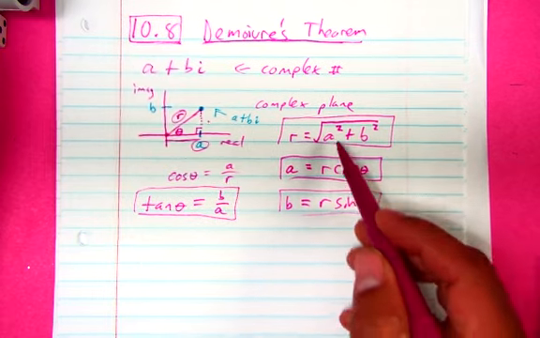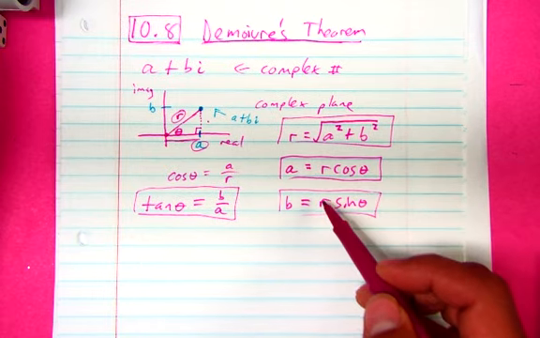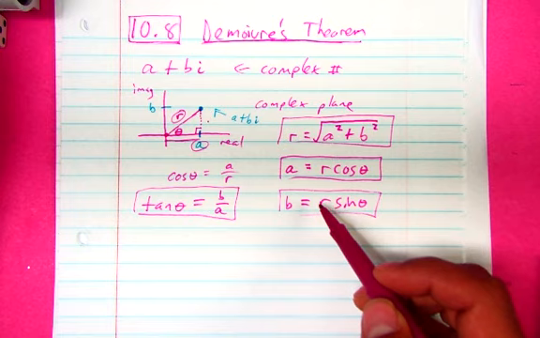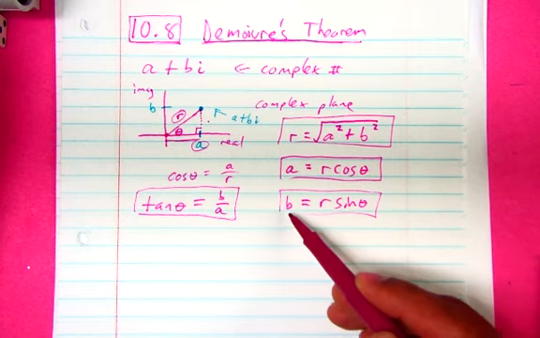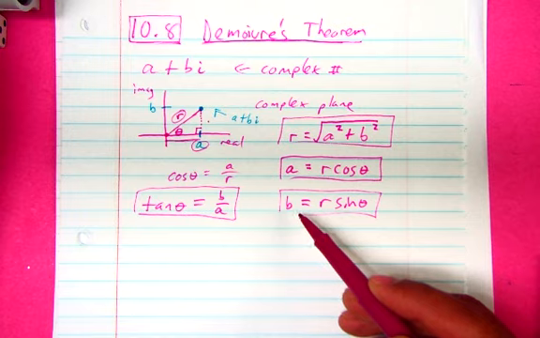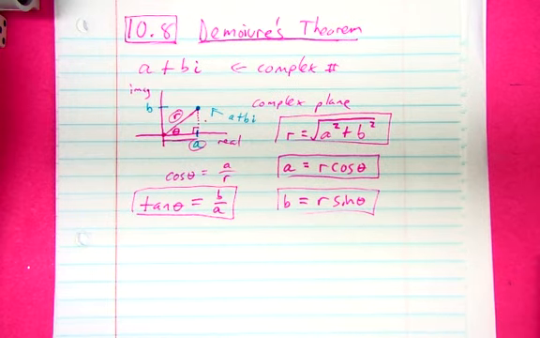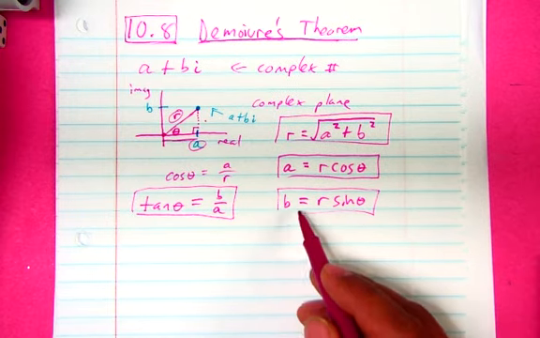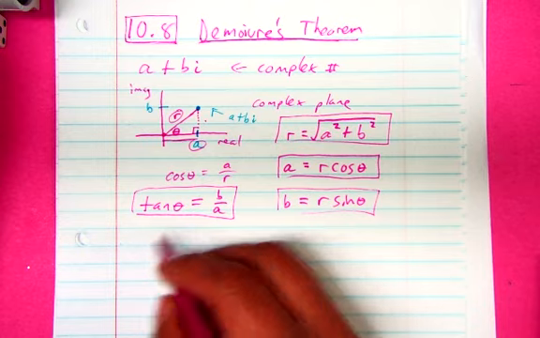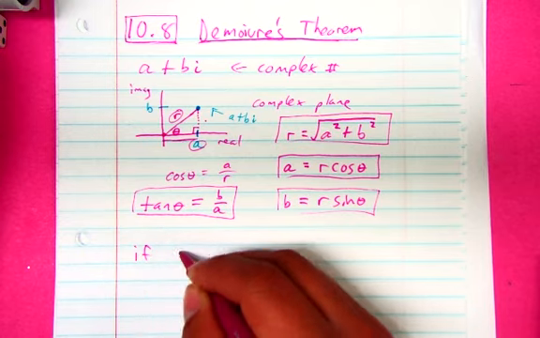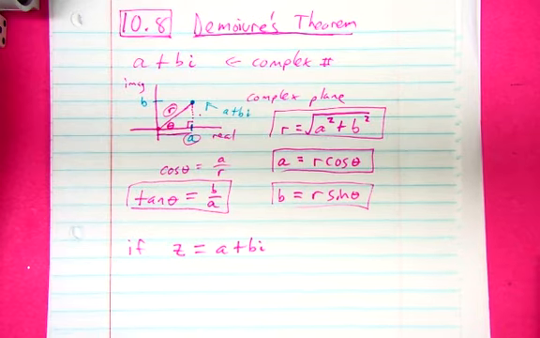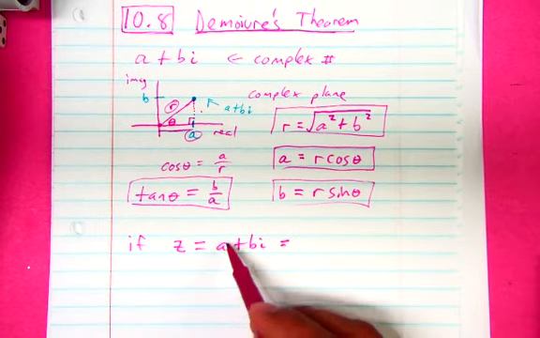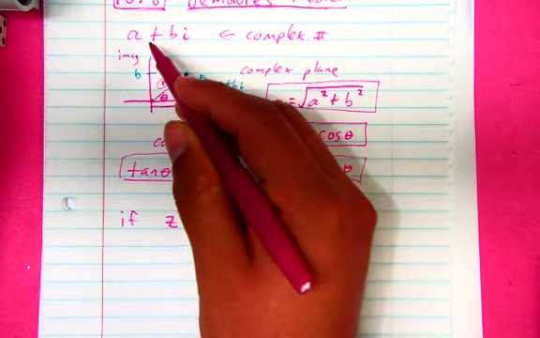These equations should look exactly like the polar equations we studied in chapter 9, 10, except it was x equals r cosine theta, y equals r sine theta. Sound familiar? Okay, good. Now, here's how we're going to tie all this stuff together. If z equals a plus bi. Okay, so now we're tying all this stuff to complex numbers.